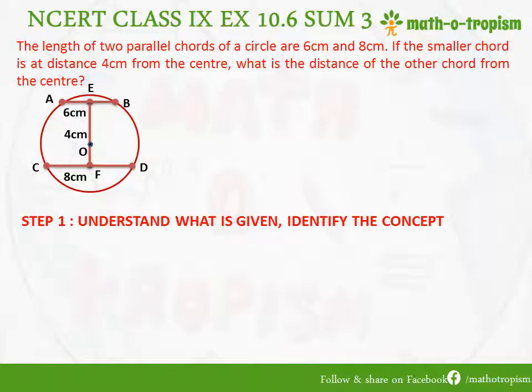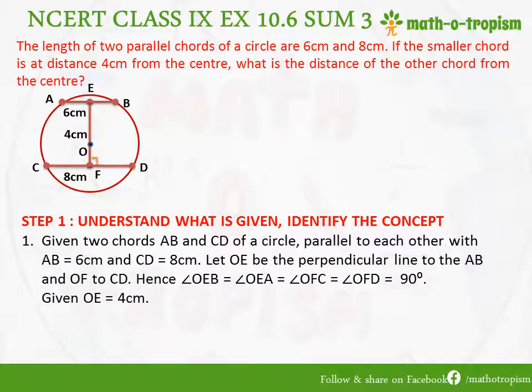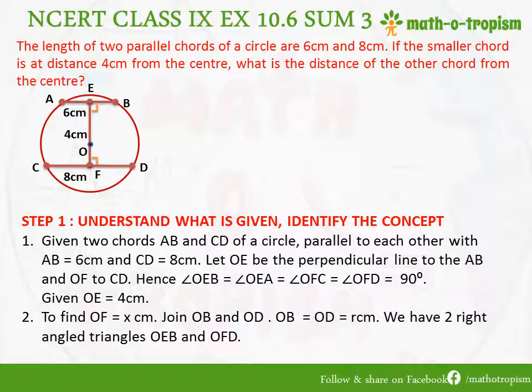Understanding what is given and identifying the concept. Given are two chords AB and CD of a circle, parallel to each other, with AB as 6 and CD as 8 centimeter. We draw the perpendicular distance OE to the chord AB and OF to the chord CD. Since they are perpendicular, the angles OEB, OEA, OFD and OFC are all 90 degrees, and it is given that OE is equal to 4 centimeter. Now we need to find the distance to the chord CD, that means we need to find OF.